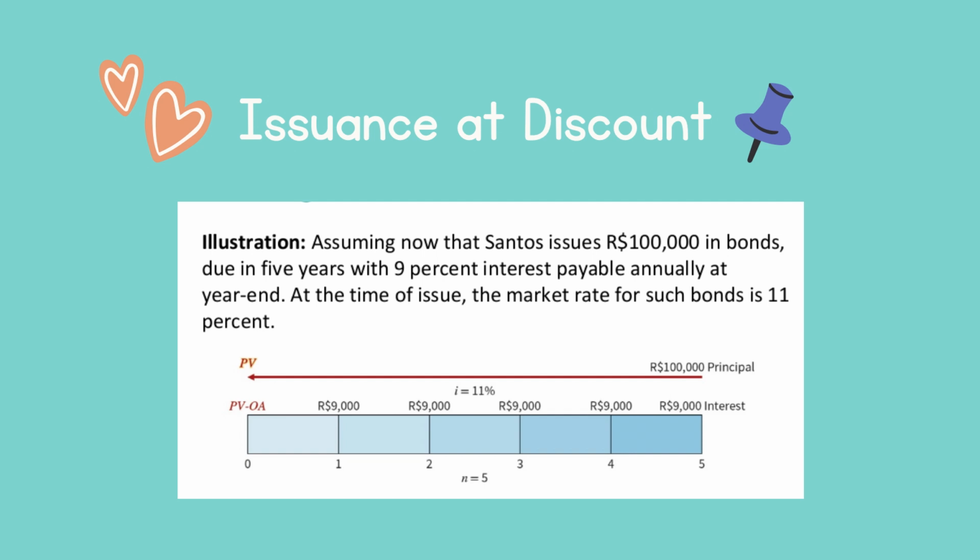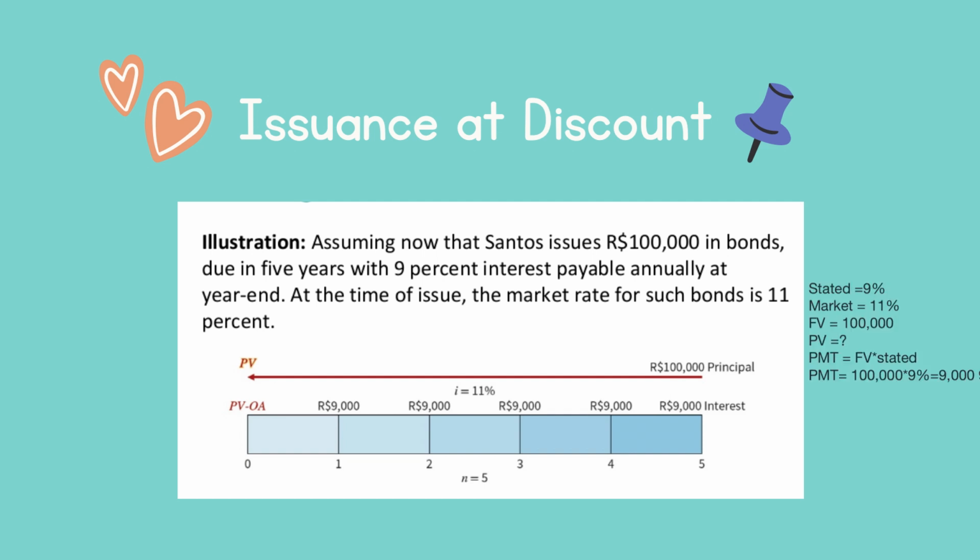Now, at the time of issue, the market rate for such bonds is 11%. So as you can see, the stated rate is 9%, while the market rate is 11%. So the stated rate is lower than the market rate, so it's going to be issued at discount. It means the present value will be lower than the face value. Okay?